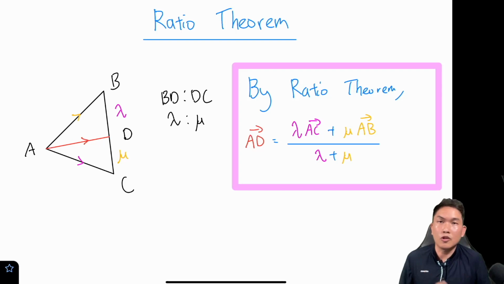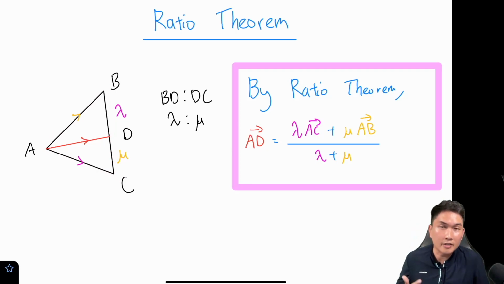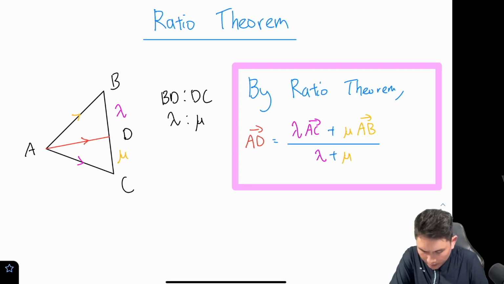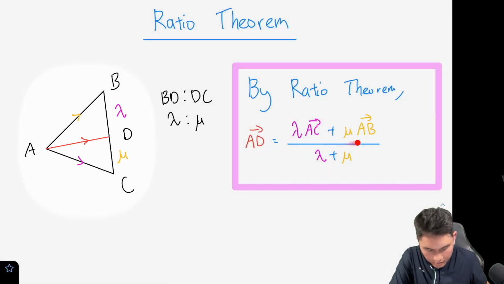Now the last concept I want to talk about in this video is ratio theorem. Say I have 3 points A, B, C, and they will form a triangle as long as they are not collinear. If I want to find a point D that is on BC, and D splits up BC in the ratio of lambda to mu, the vector AD will be lambda times AC plus mu times AB. So there's some cross multiplication going on. Lambda times AC, mu times AB. That will be the numerator, and then divided by the ratio added together, lambda plus mu.